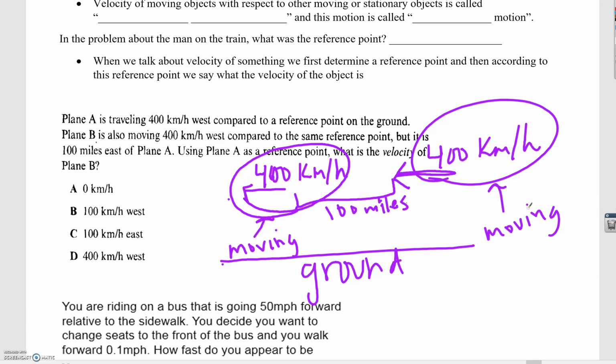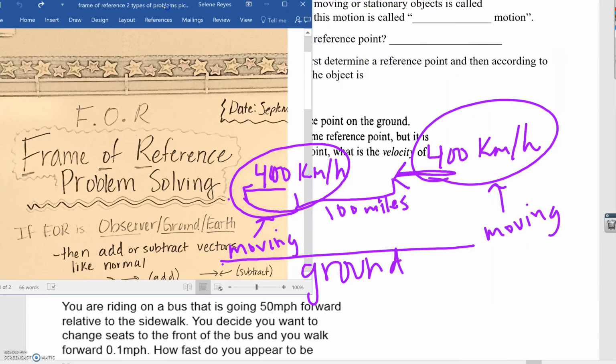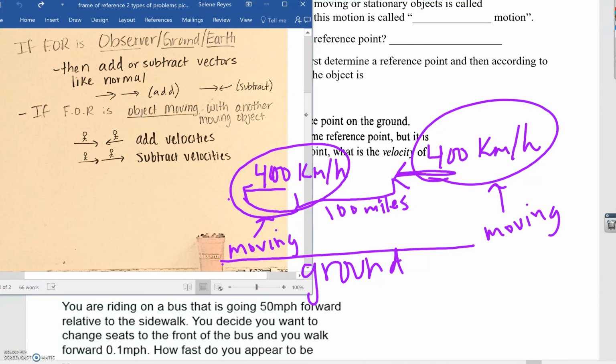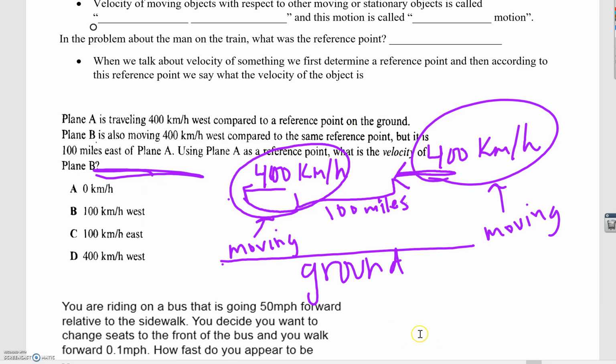So if you look back, I'm going to go back to this real quick. If we have two moving objects, and they're both going the same direction, I'm going to subtract the velocities here. Okay, so let me go back. So 400 minus 400 is going to equal 0.